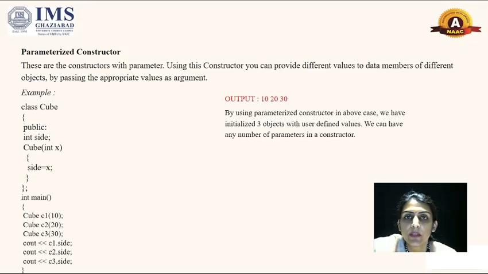Next, we have the parameterized constructor. In this, the constructor contains some parameter. You can see here the class Q, public, integer side, cube int x, size equals x. Then in integer main, we can see that some parameter is being passed when the constructor is initialized. So the output is 10, 20 and 30.